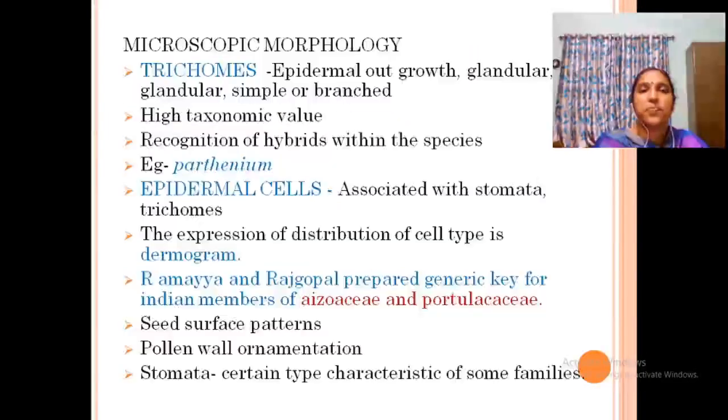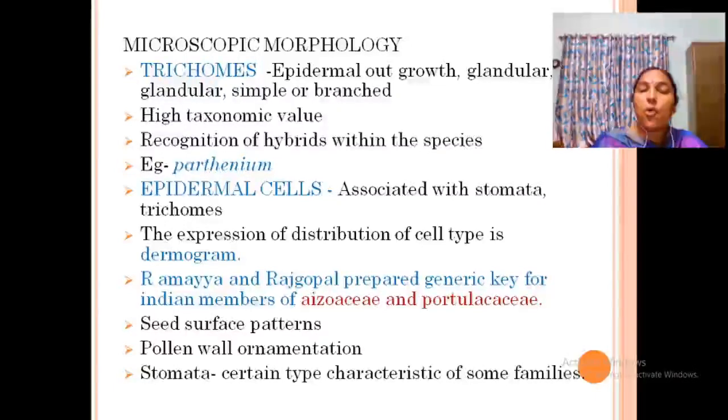Clear? Now, microscopic morphology includes trichomes and the study of the structure of glands, which may be branched, simple, etc., having high taxonomic value. Then studies on epidermal cells are known as dermograms. They include hairs, stomata, etc. For example, in Aizoaceae and Portulacaceae, in order to study the members, a key has been prepared mainly based on these surface patterns.